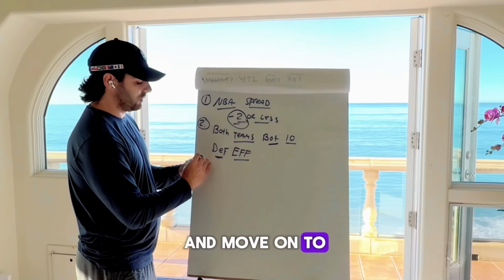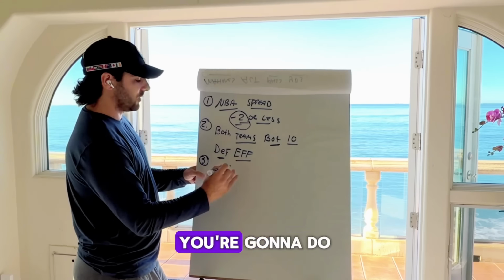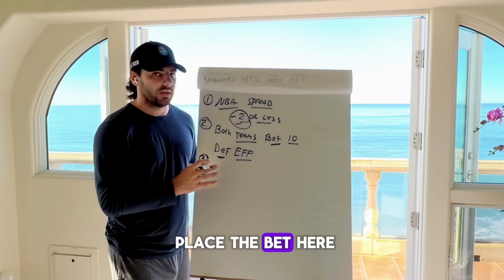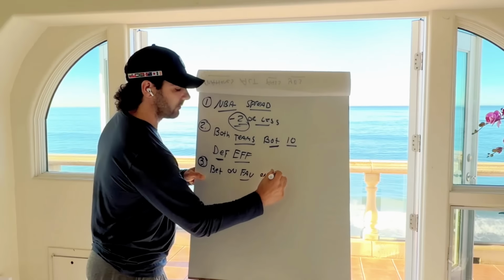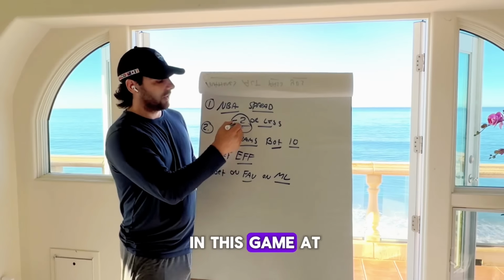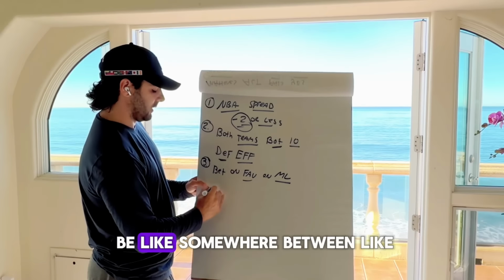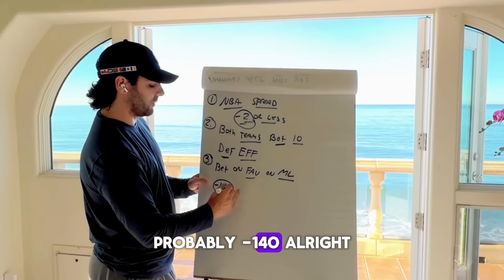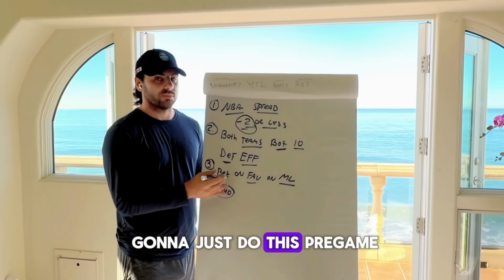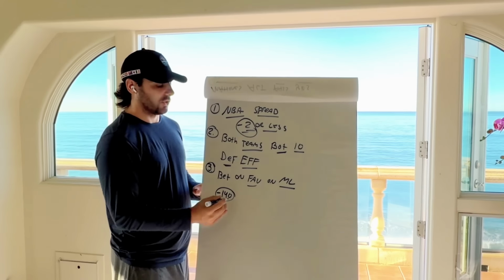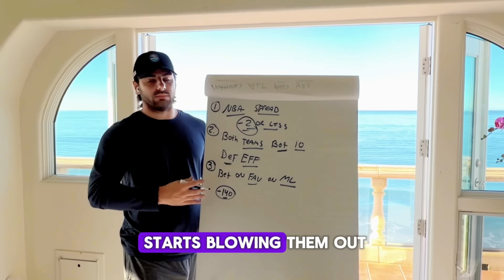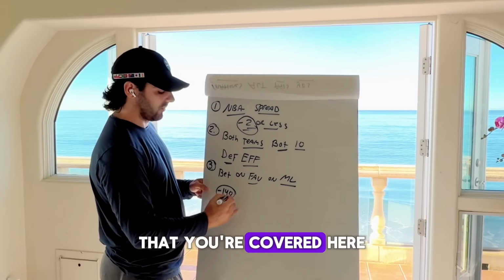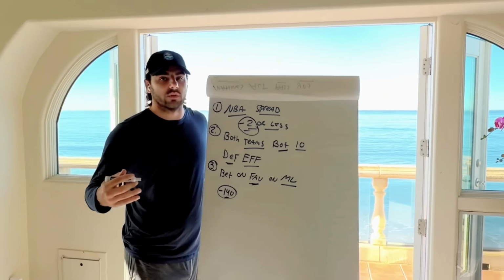Now let's move on to number 3. The first thing you're going to do when you're about to place the bet is bet on the favorite on the money line. The money line in this game at -2 is probably going to be somewhere around -140. The reason you do this pregame and bet the favorite is so that if the favorite comes out and starts blowing them out, you're covered. You have your base where you pick the favorite.